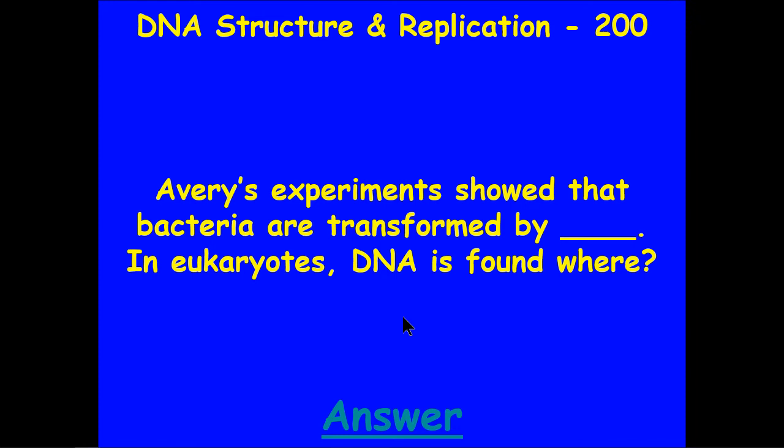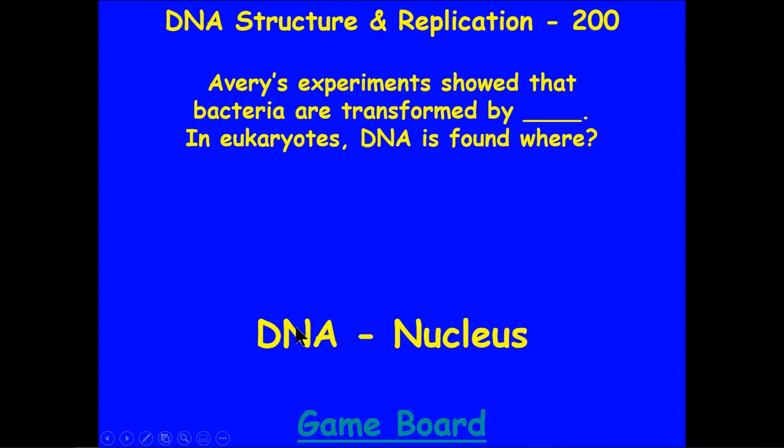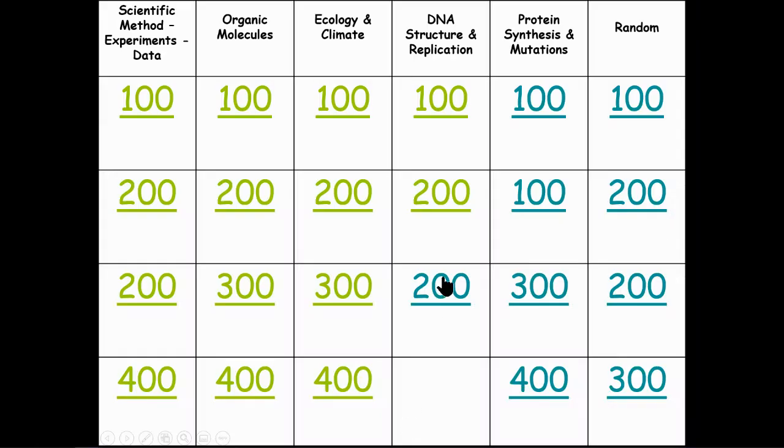Answers coming in 5, 4, 3, 2, and 1. All right, Avery figured out that DNA was the transforming factor, and DNA is found only in the nucleus. It makes messenger RNA in the nucleus, and then messenger RNA leaves to go to the ribosome to make proteins.